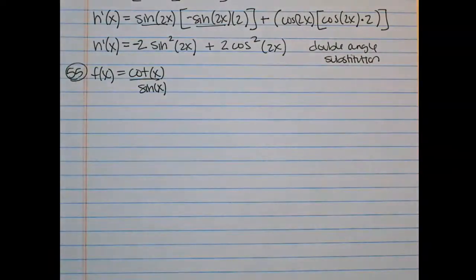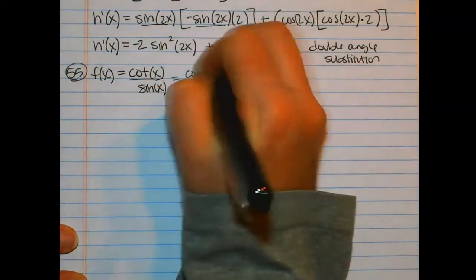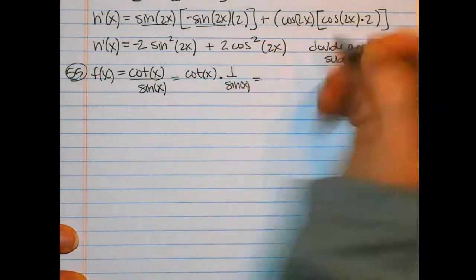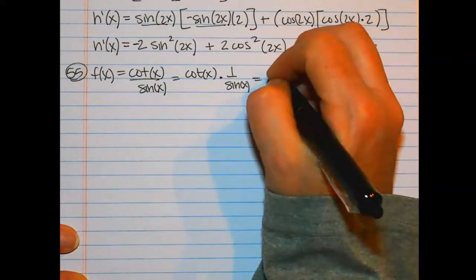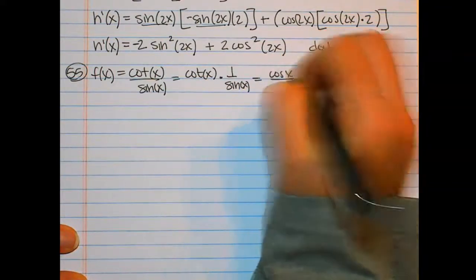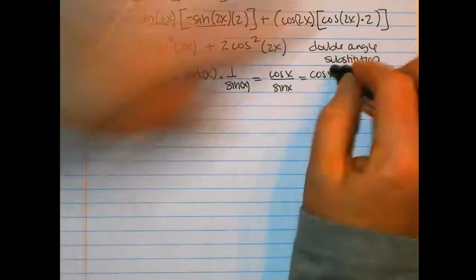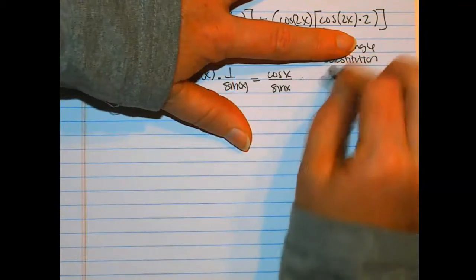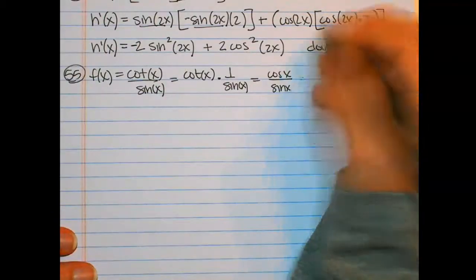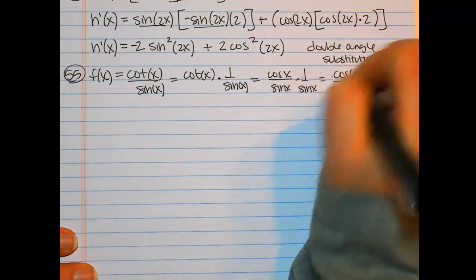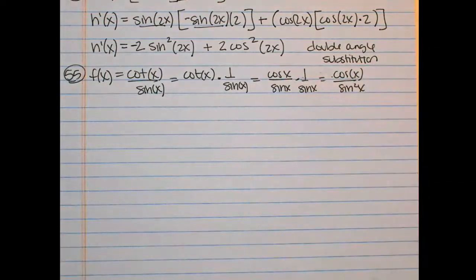55 gives me cotangent over sine. I'm going to rewrite that as cotangent of x times 1 over sine of x, because I really want to write cotangent as cosine of x over sine of x. I'm writing all this so you can follow it. Whoops, I did this in my head. Sorry, I need to share that with you. Cosine over sine times 1 over sine, which is cosine of x over sine squared x. I think that's going to help me make it a little bit more simple.